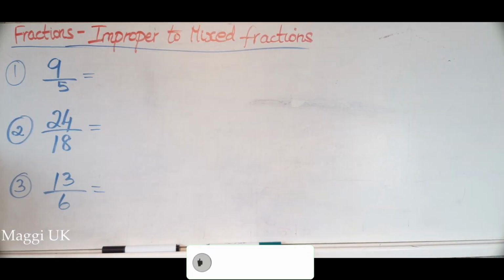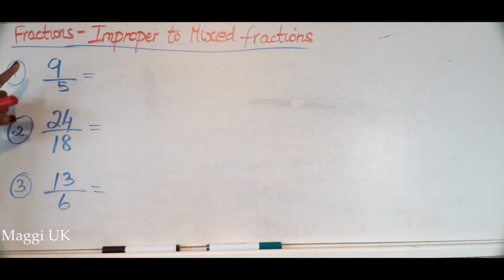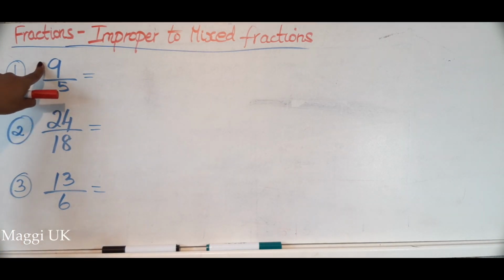Miss, what is an improper fraction? So your improper fraction is, this topic is like improper to mixed fraction. An improper fraction is like in the denominator, we have a smaller number and in the numerator we have a bigger number. Oh, okay. So then only you can find the mixed number for that.